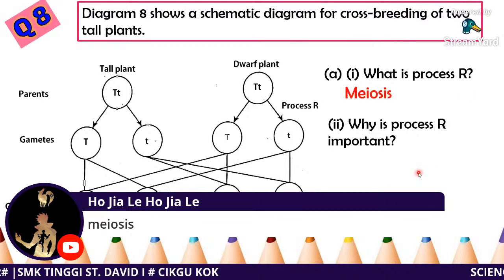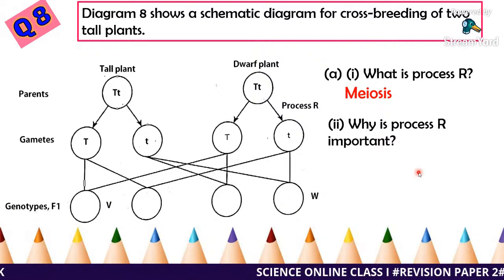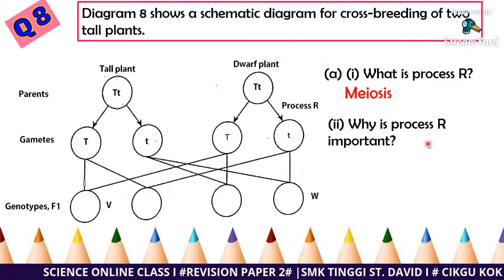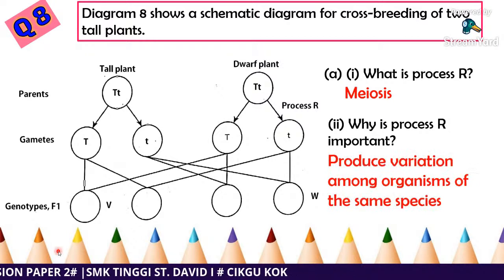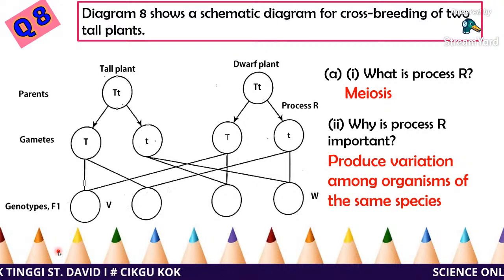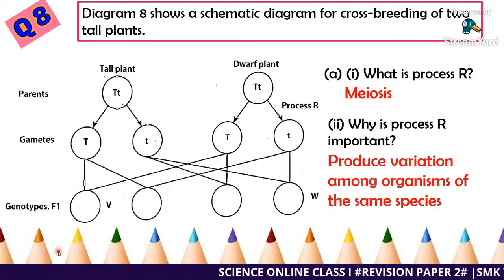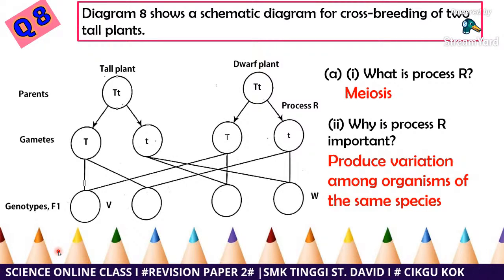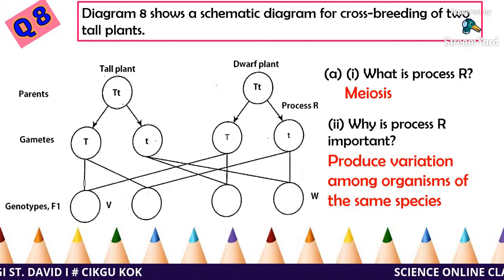Okay, why is process R important? Why is meiosis important? It is important for variation, for the coming generation. So the answer is to produce variation among the organisms of the same species. The keyword is variation: to produce variation among the organisms, and after that you produce the same species.